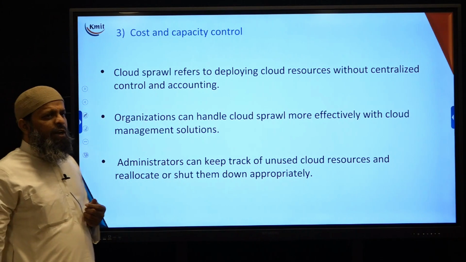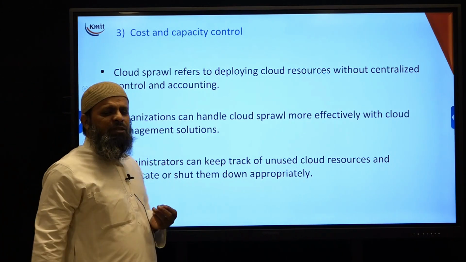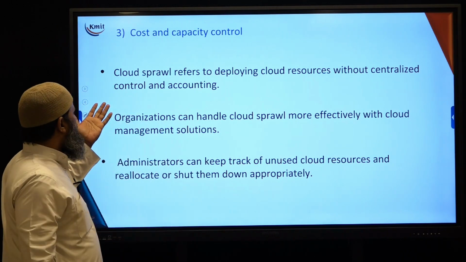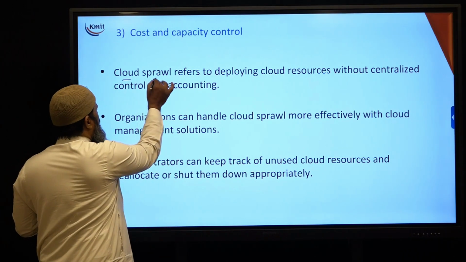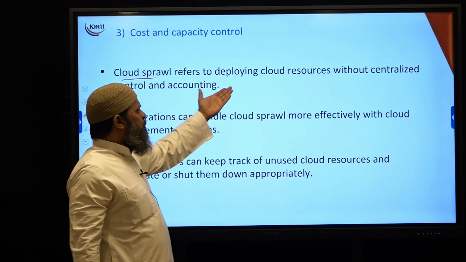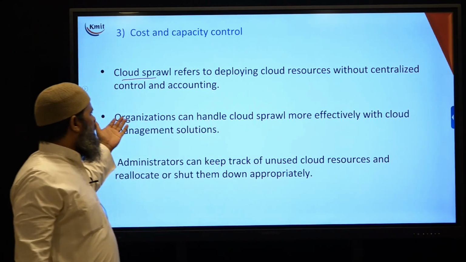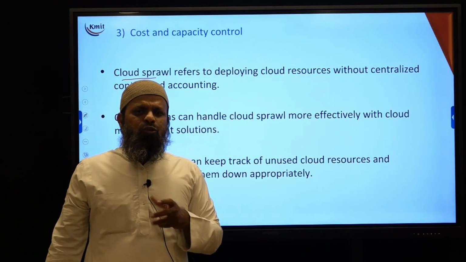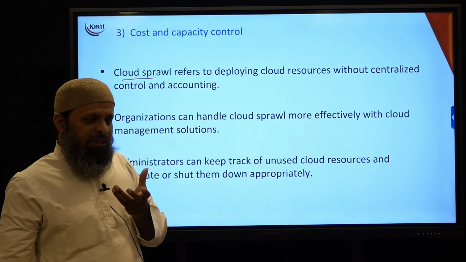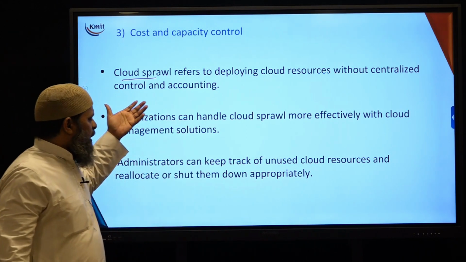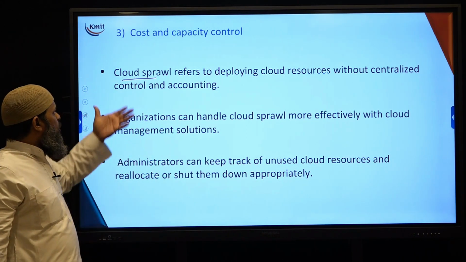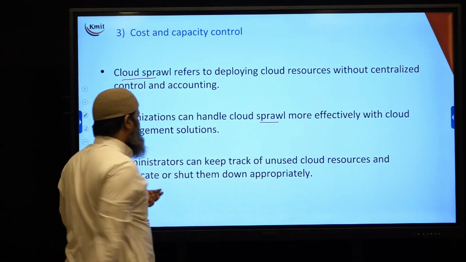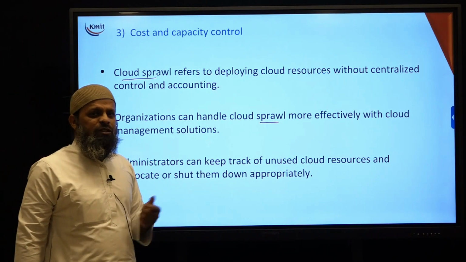Next, cost and capacity control. If a single person sits and thinks about what is to be done, it is not possible. There is something called cloud sprawl, which refers to deploying cloud resources without centralized control and accounting. So nobody will be accountable and there is no centralized control. To take care of that, in cloud management tools we have cost and capacity controls. Organizations can handle sprawl more effectively with cloud management solutions.